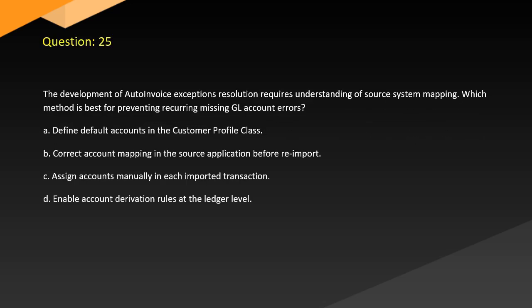Question 25. The development of auto-invoice exceptions resolution requires understanding of source system mapping. Which method is best for preventing recurring missing GL account errors? A. Define default accounts in the customer profile class. B. Correct account mapping in the source application before re-import. C. Assign accounts manually in each imported transaction. D. Enable account derivation rules at the ledger level.